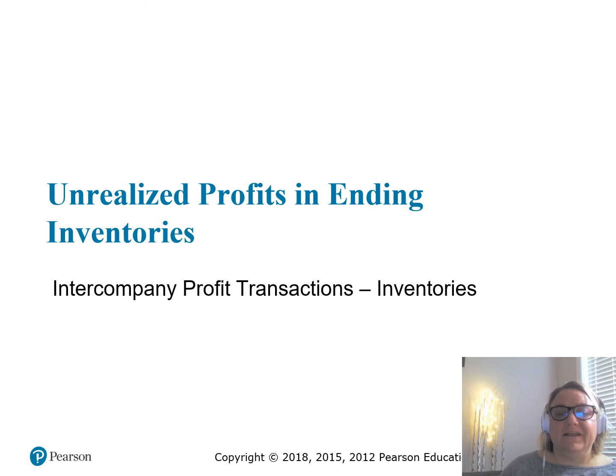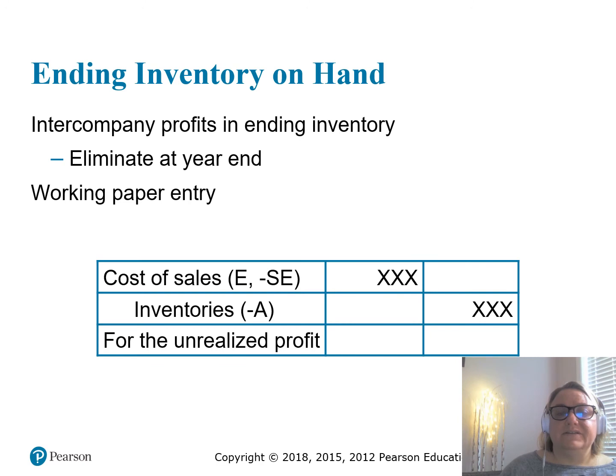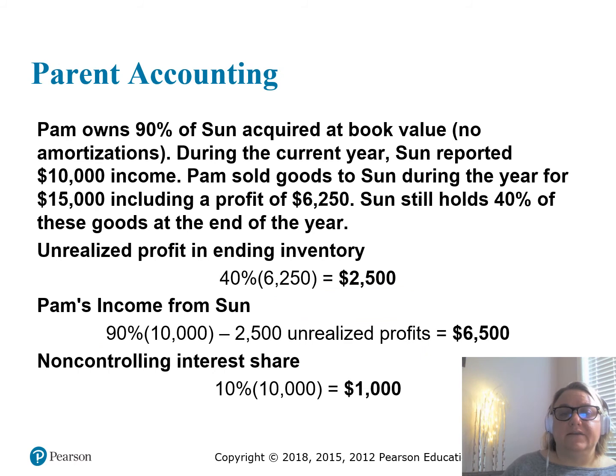Okay, so we're going to move on to unrealized profits in ending inventory. We talked about beginning inventory. Now we're going to talk about ending inventory on hand. We're going to eliminate that at the year end, and here's your journal entry. It's simply shortening up the inventory with a debit to cost of sales. Okay, so let's look at the parent accounting.